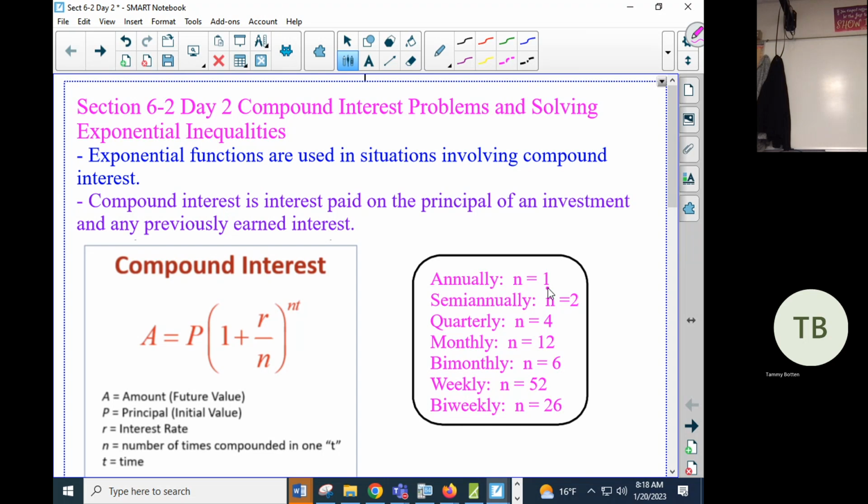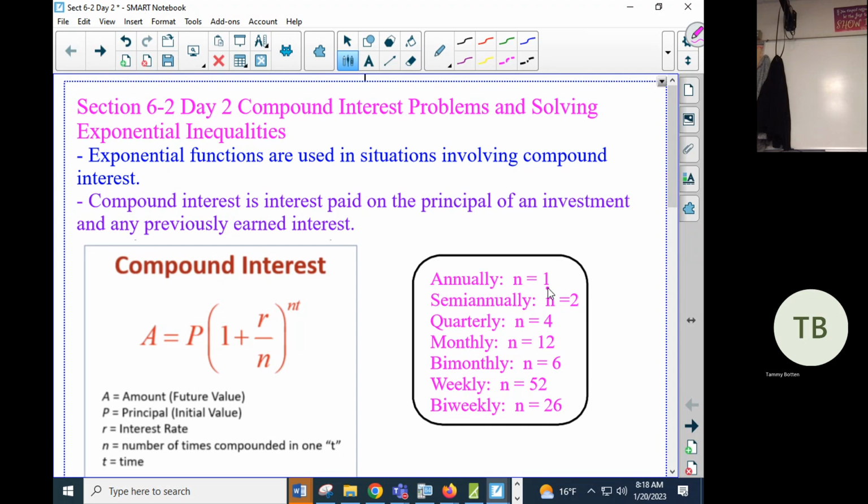Semi-annually means twice a year, so N is 2. Quarterly means 4 times a year. Monthly, 12 months a year. Bi-monthly is every other month, so that's 6. Weekly is 52. Bi-weekly is 26, which is every other week, okay?